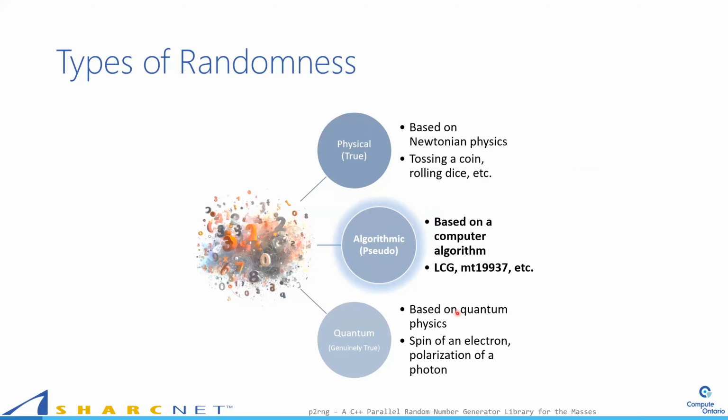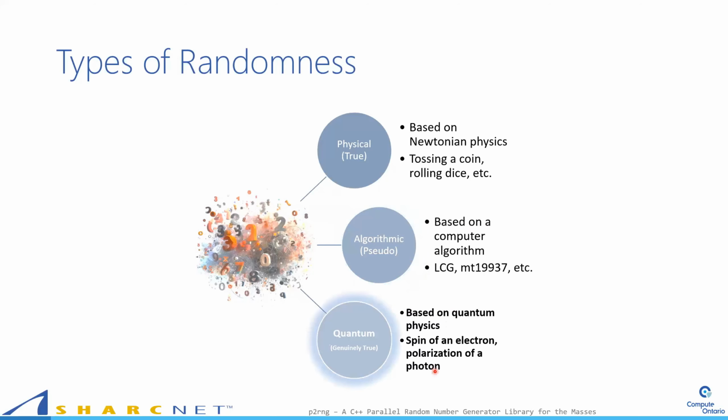Algorithmic randomness, on the other hand, is based on a computer algorithm, for example, linear congruential generators and Mersenne twister. Some believe they have inferior quality and hence the name pseudo, but I like to refer to them as algorithmic. A good thing about them is they are blazing fast. If you are interested in this kind of randomness, don't go anywhere as we are dealing with them in today's seminar.